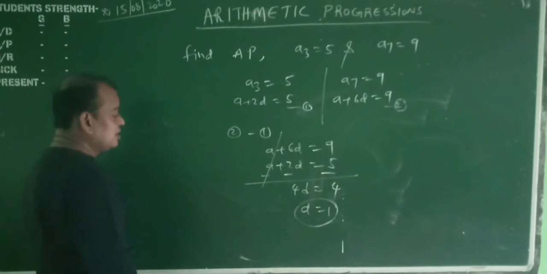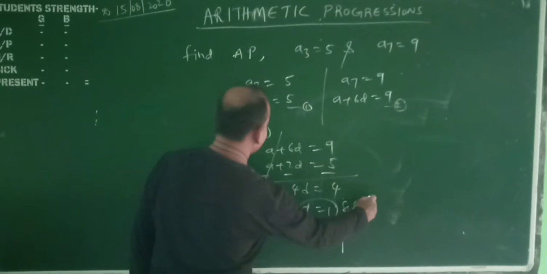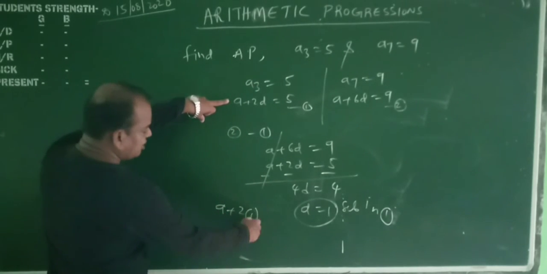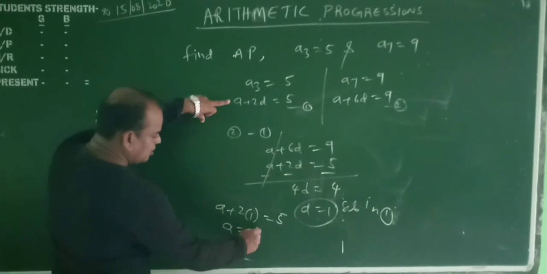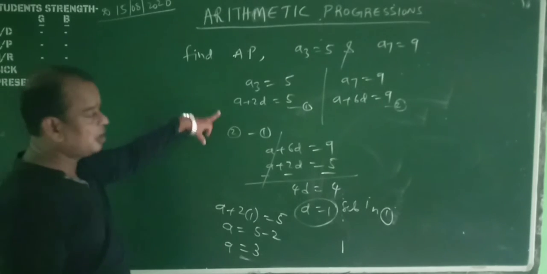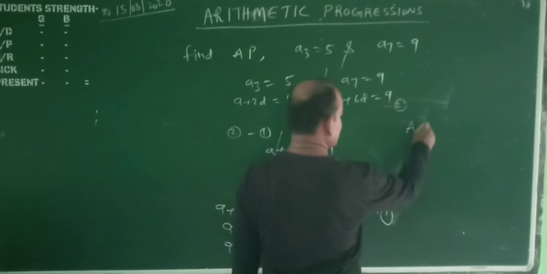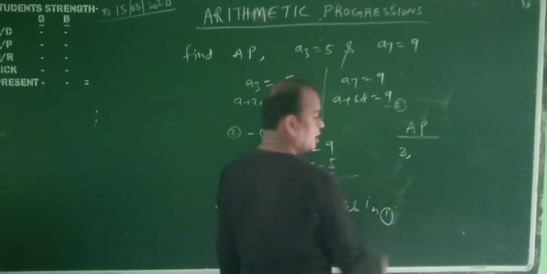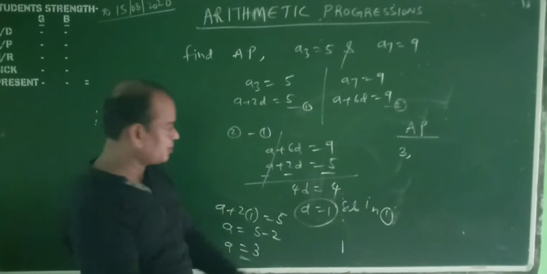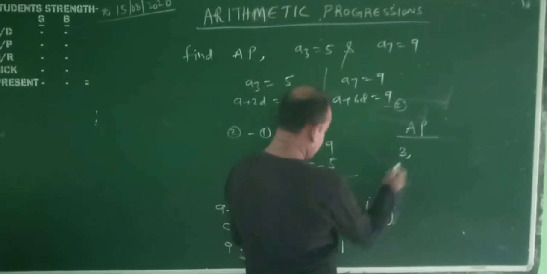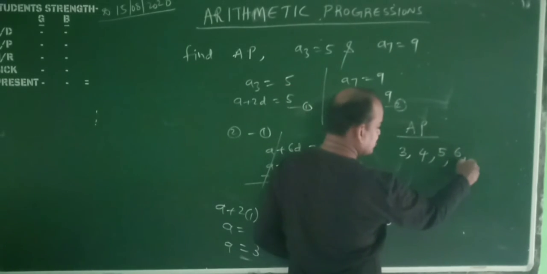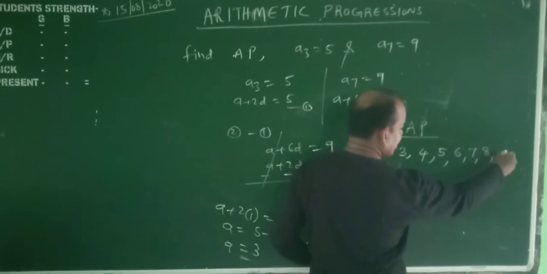Okay, my dear students. Now substitute D in equation 1. A plus 2 into D value 1 is equal to 5. A is equal to 5 minus 2. A is equal to 3. Now the AP is: first write the A, 3. After that you add the common difference to the preceding term. The common difference is 1. 3 plus 1, 4. 4 plus 1, 5. 5 plus 1, 6. 6 plus 1, 7. 7 plus 1, 8. 8 plus 1, 9.